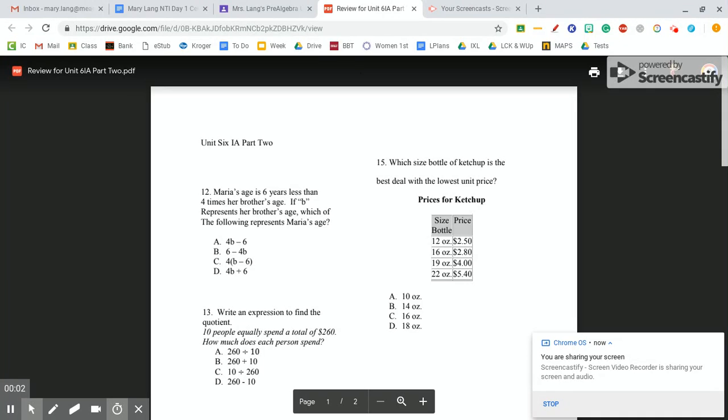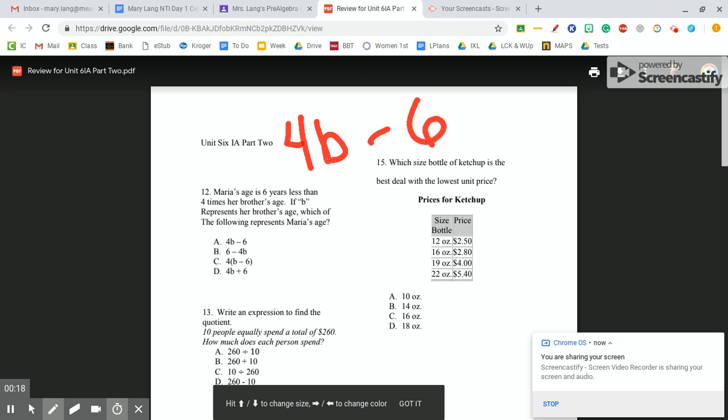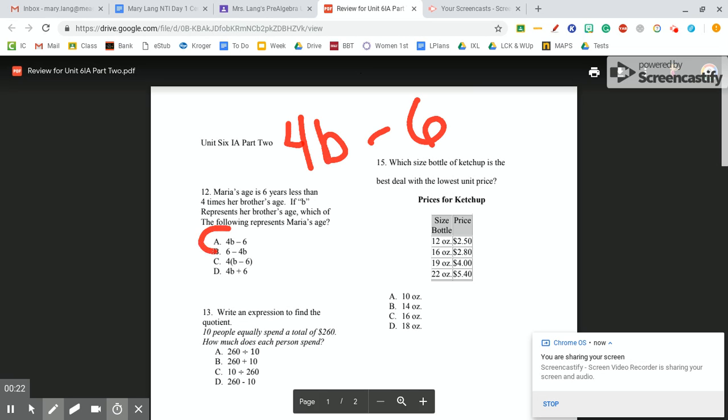So this is part 2 of the study guide. Number 12 says Maria's age is 6 years less than 4 times her brother's age. So she's 6 less. 6 less means minus 6. And 4 times her brother's age would be 4 times B. So that's easy enough. That's A then: 4B minus 6. 6 less, minus goes after the 4B.